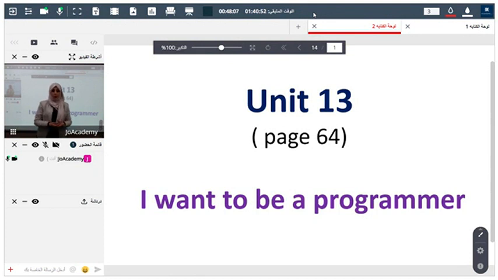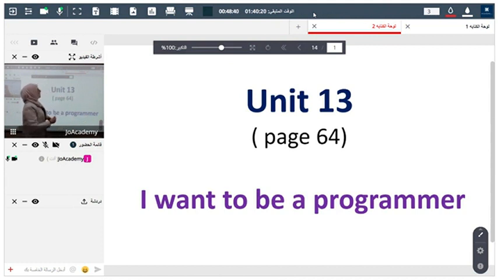Today we are going to start with Unit 13, page 64. Are you ready for that? I hope so, okay? Now, bring your book and your pencil in order to write your notes. The title of this unit is "I want to be a programmer." We are going to explain what programmer means, but later on.